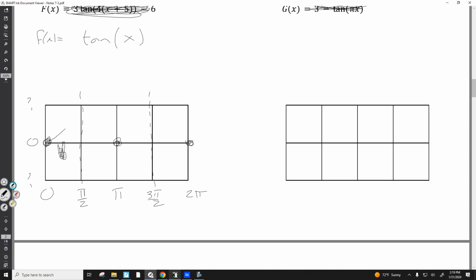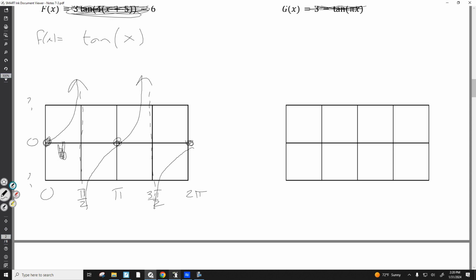Tangent's positive in the first quadrant. It's negative in the second quadrant. It's positive in the third quadrant. It's negative in the fourth quadrant. We just did it. Don't copy it down. You should understand. You should be able to recreate. Guys, this is the parent function. Whether you want to shift it right or left or whatever, you'd be fine.